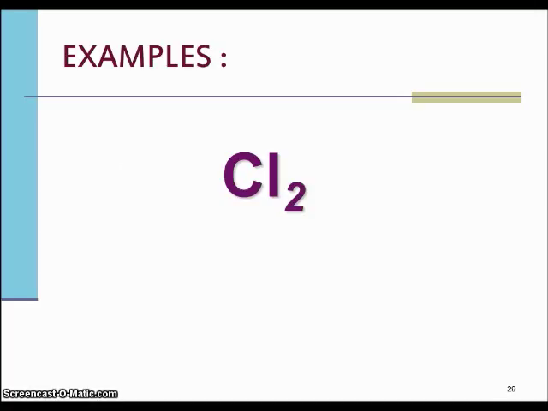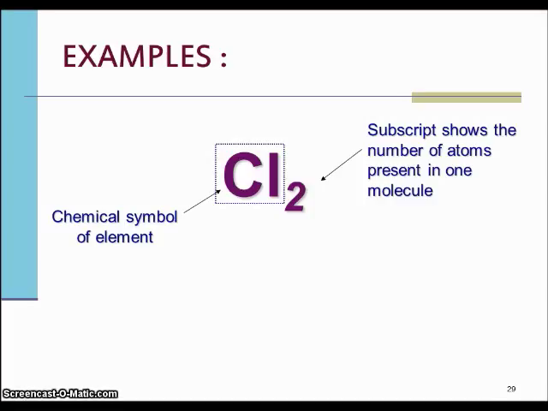If we look at chlorine gas, the chemical symbol for chlorine gas is Cl2. This is the chemical symbol of the element, and the subscript actually shows us the number of atoms present in one molecule of chlorine gas.